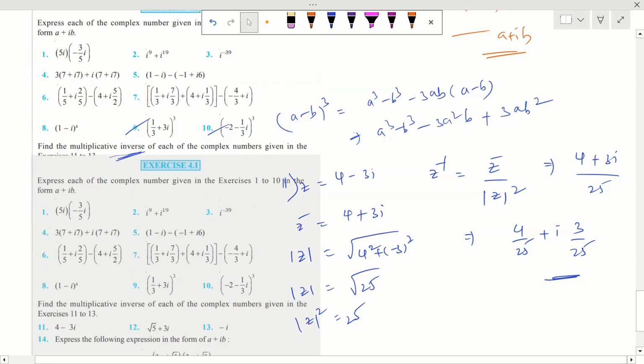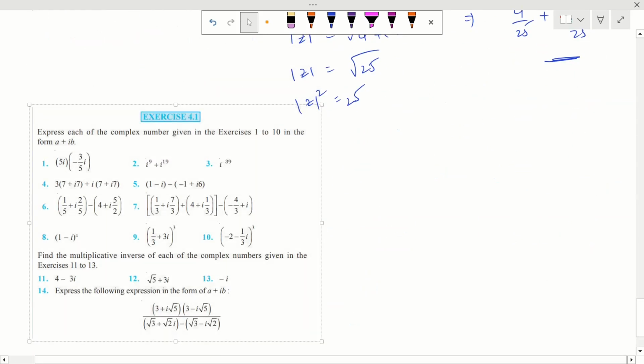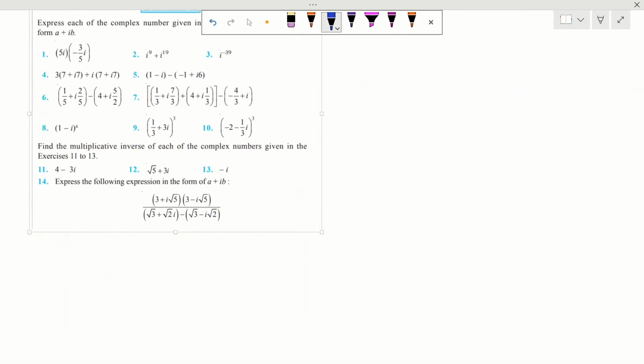Okay, next, the 12th one is given. The value of z is root 5 plus 3i, and we need to find z inverse. The formula for z inverse is z bar divided by the square of the modulus of z.